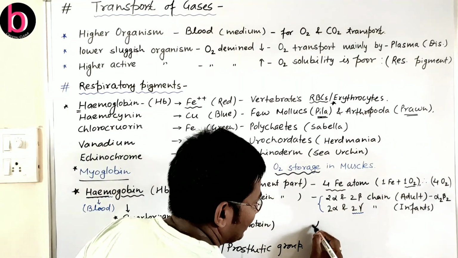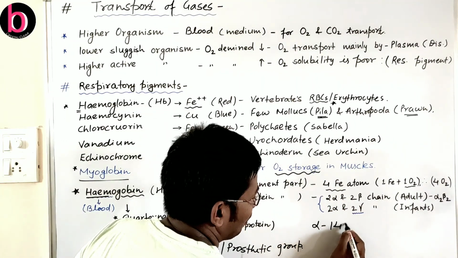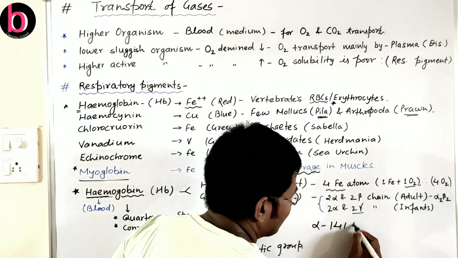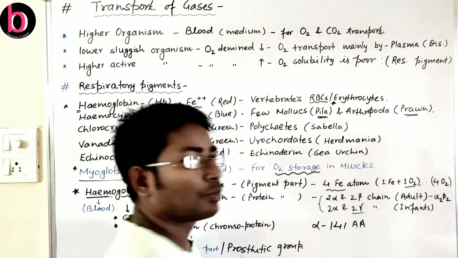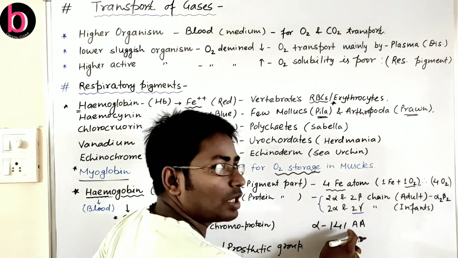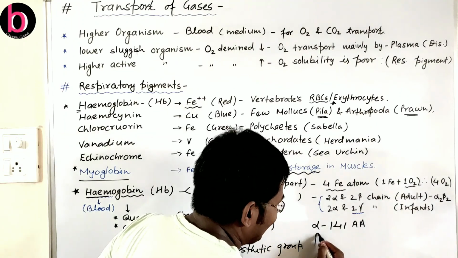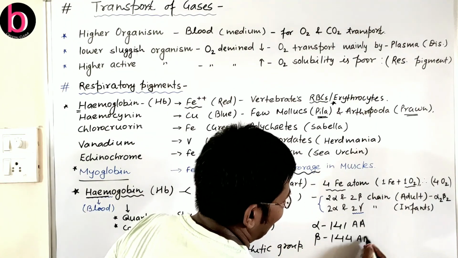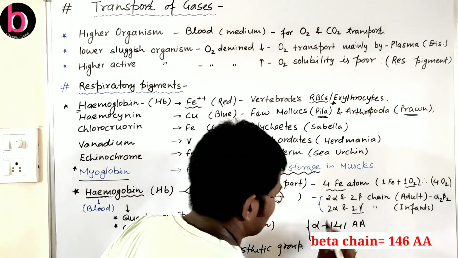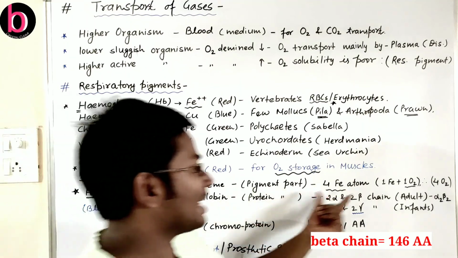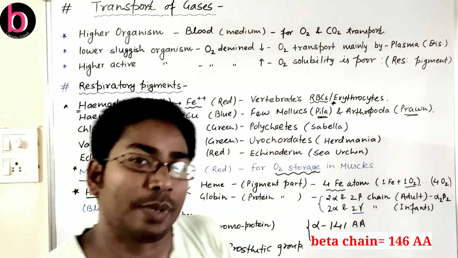Each alpha chain is made by 141 amino acids. As we know, proteins are made by amino acids. So each alpha carries 141 amino acids, while each beta is made by 144 amino acids. This information is also very important. That's why this is known as alpha 2 beta 2.